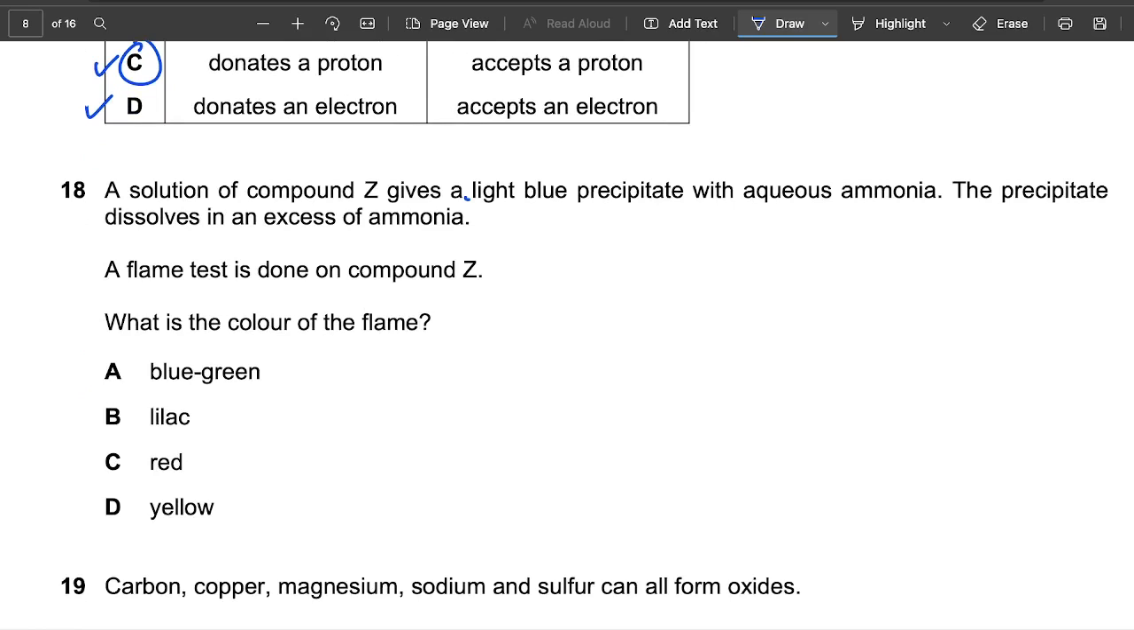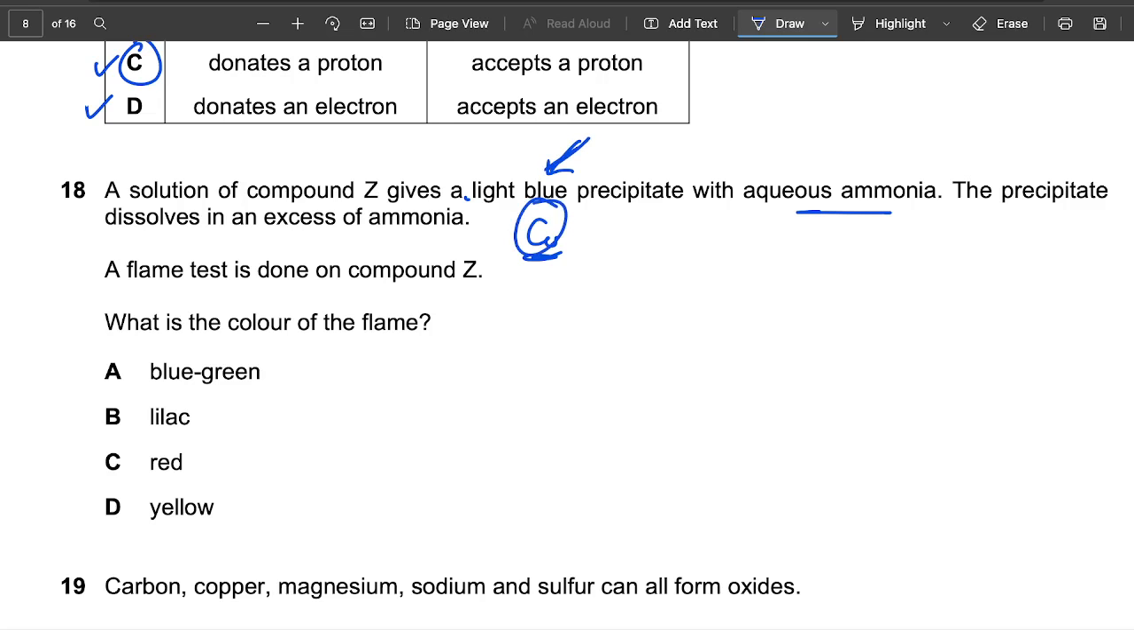A solution of compound Z gives a light blue precipitate with aqueous ammonia. The precipitate dissolves in an excess of ammonia. A flame test is done on compound Z. Okay, so this is first of all a light blue precipitate. That means it could be copper. Instantly I could know it could be copper. But again, it said with aqueous ammonia. But anytime you mention copper or light blue, it's usually that.